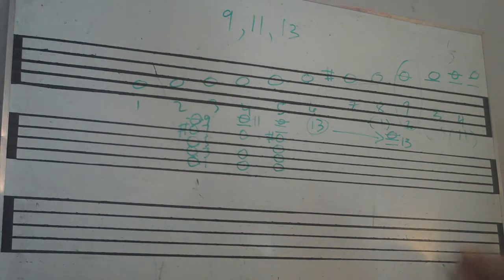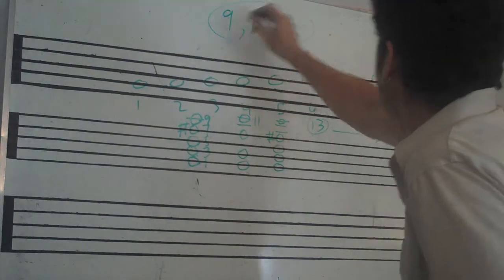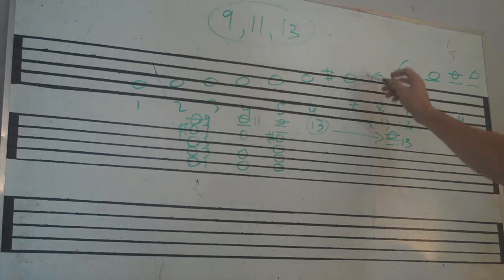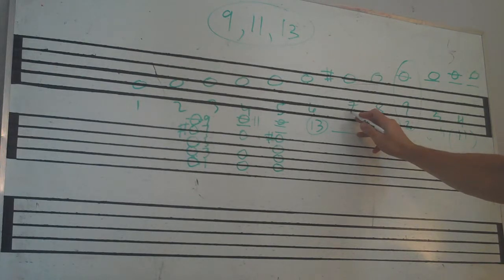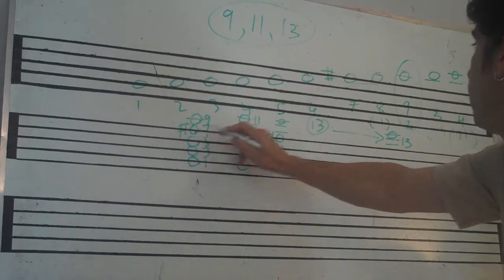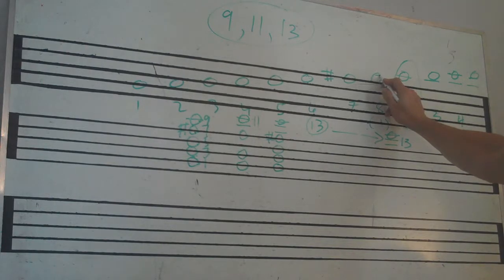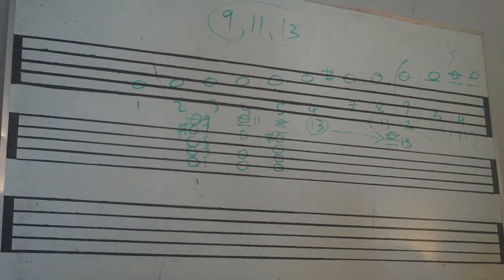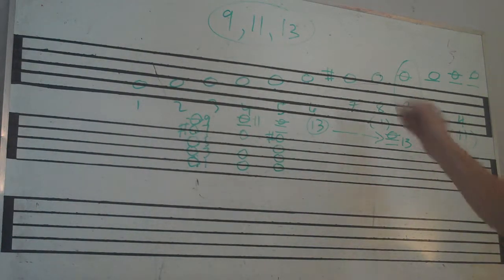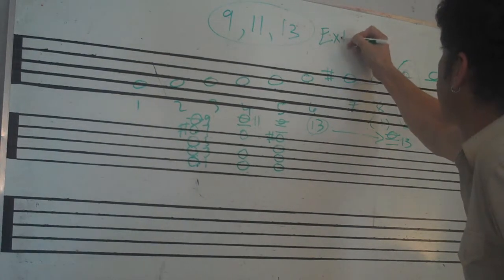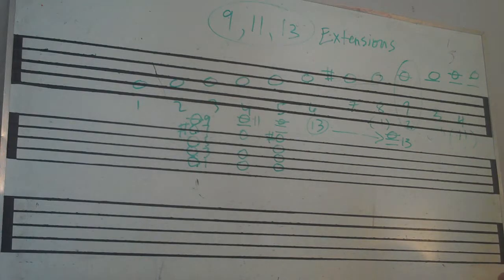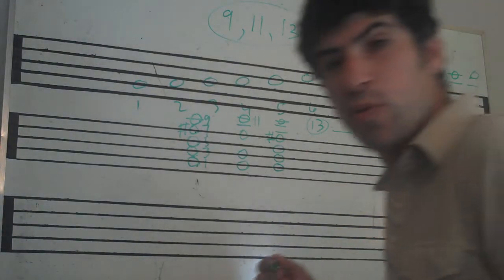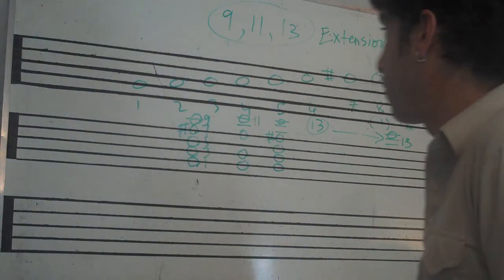So these are the extensions right here. And that's really it, because the next one is a chord tone, F sharp, right? There's the chord tone, and then the next one is the root. Okay, so then you've got these extensions: 9, 11, and 13.